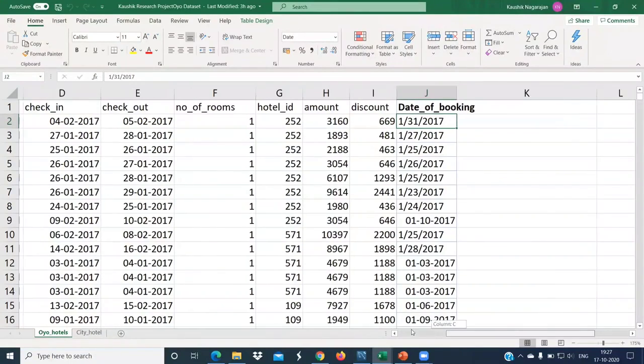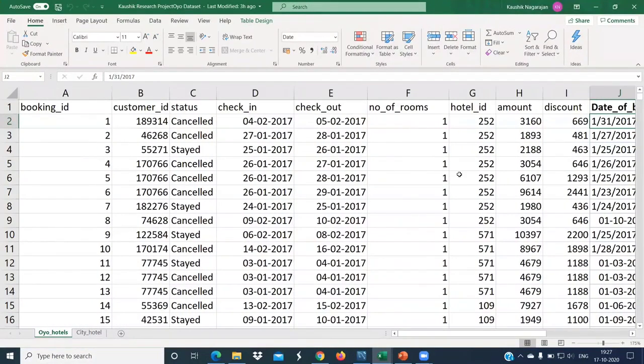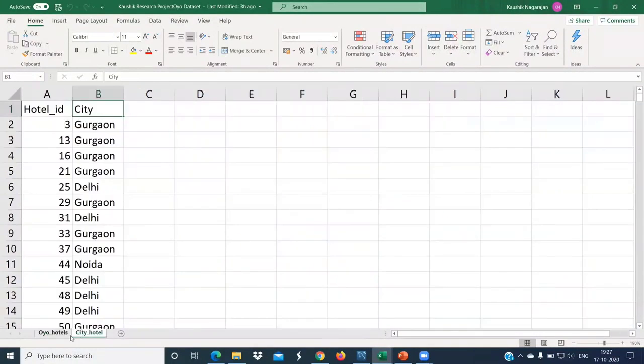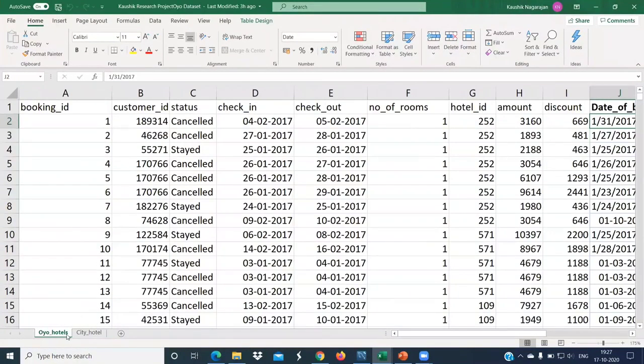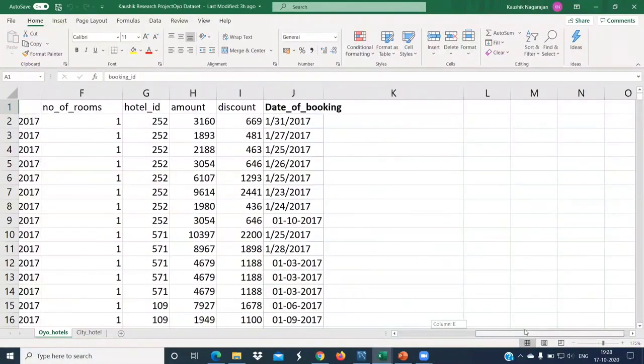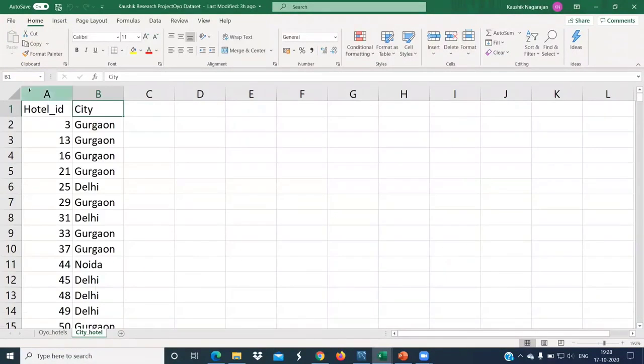Okay, giving a brief on the data set. This data set consists of two tables. One is OYO hotels and one is city hotels. Two sheets here means two tables. So this will be imported as two tables in SQL, and this OYO hotels table consists of 10 attributes, and the city hotel table consists of two attributes, hotel ID and the city.